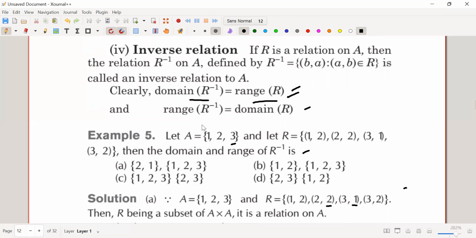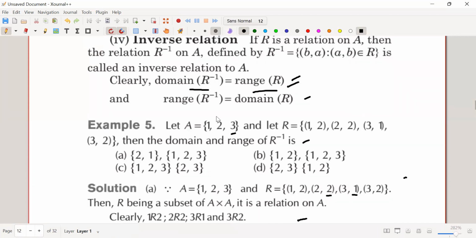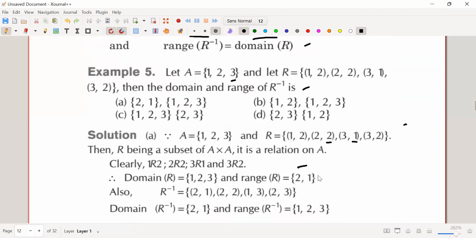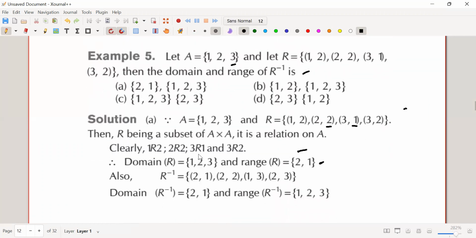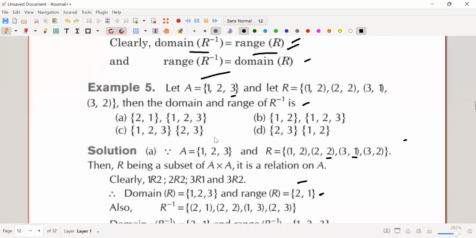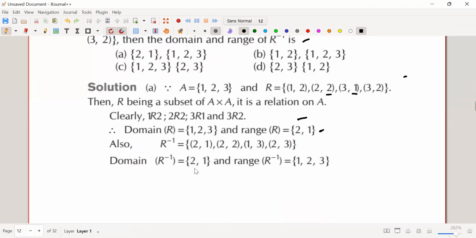All right. So here for inverse relation, how are we going to relate B to A? You can relate from range to domain only. All right. So that's what we know about this. So what is the range of this one? Range of this one is 2, 1. What is the domain? 1, 2, 3. That's the answer. That would be the range for the inverse function.